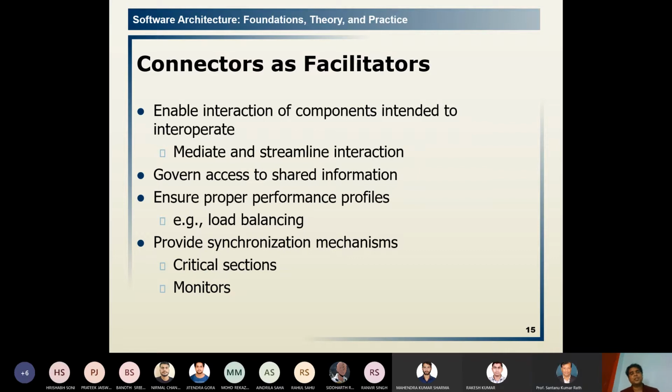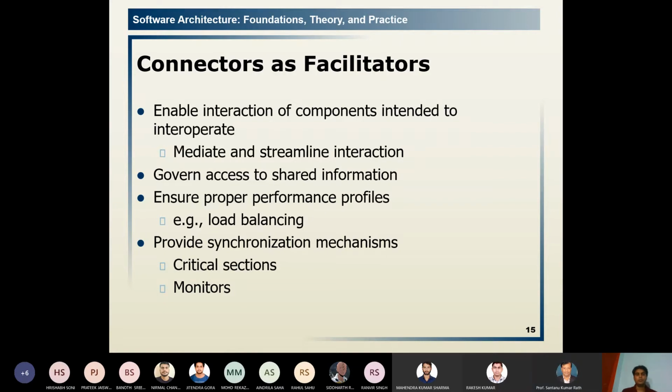It also mediates and streamlines the interaction. Then it governs the access of shared information. Which one? When the connector works as a facilitator, it has the main governing power to access the shared information. It also ensures proper performance profiles by using some load balancing technique. The proper load balance should be maintained in the interaction between the components.